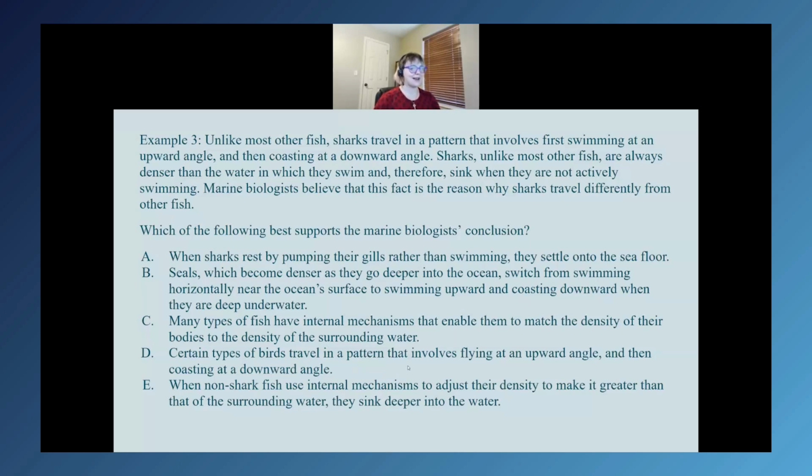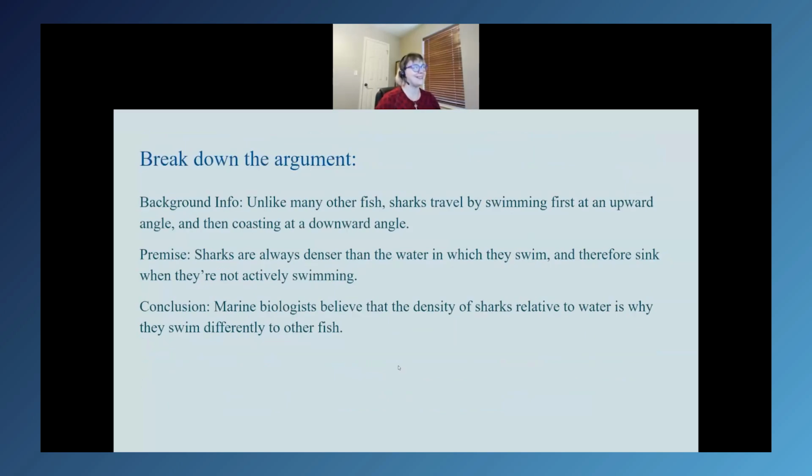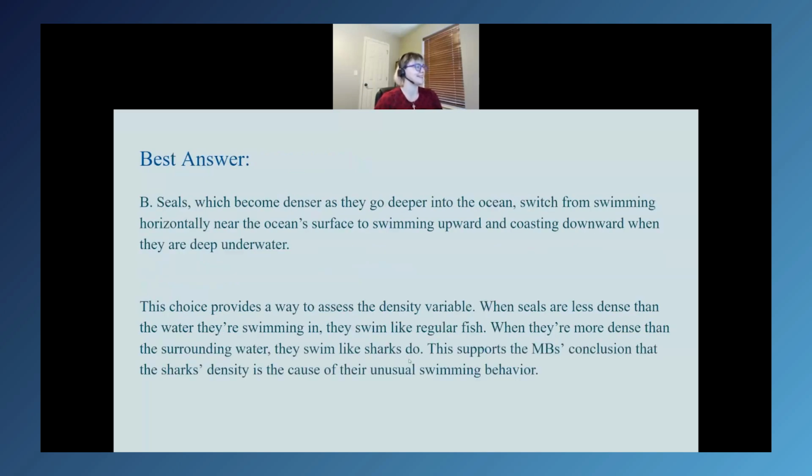Yeah, a lot of these will just be like stating a fact in a way that isn't relevant to the argument. And we really need our facts to do some work. We really need them to strengthen the conclusion. So if they don't, it's not really helping us in the way we need it to. So yes, B works because it gives us an example of one critter who is sometimes like a shark and sometimes not like a shark, and when they are dense like a shark, they swim like a shark.